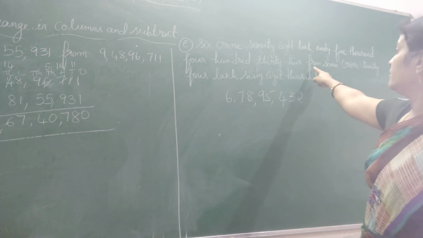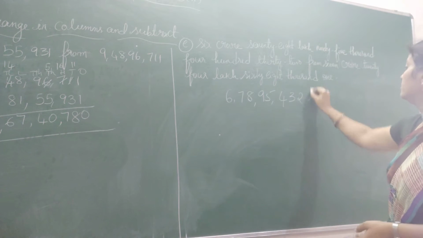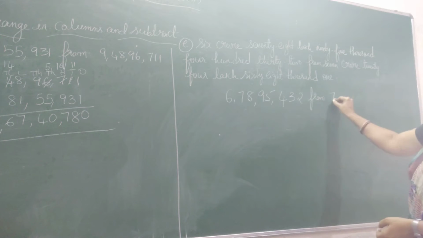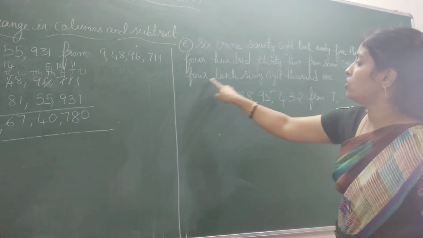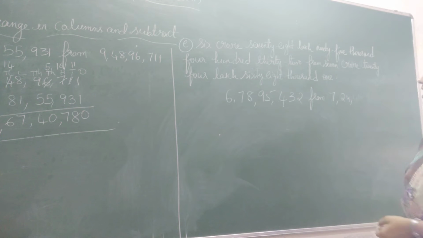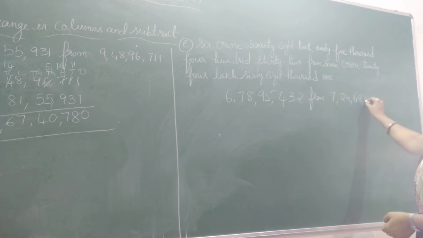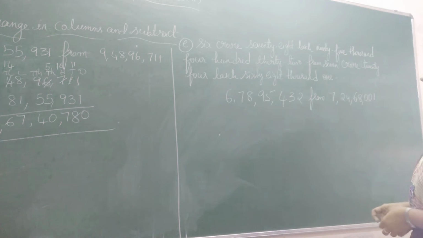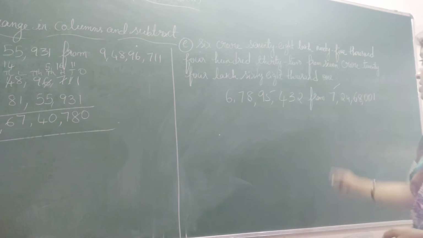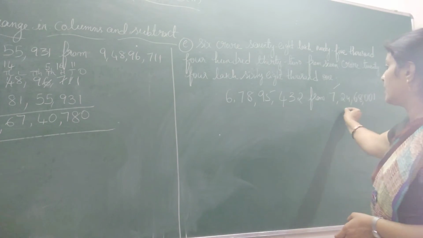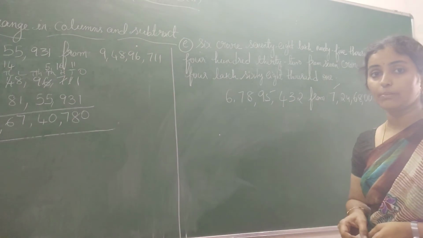Yes. Now next, from 7 crore. 68,001. So what you will have? 0 in hundreds place, 0 in tens place, and 1 will be. Right? Yes. So this is a given number. Right? In this, which is a greater one? Obviously, because it has started from the 7 crore. So from this number, I need to subtract the first one. First number, what is given?